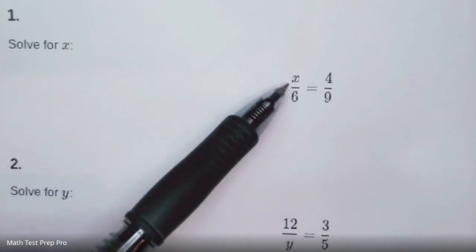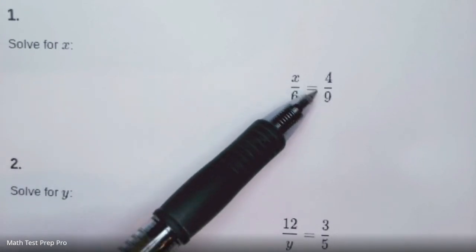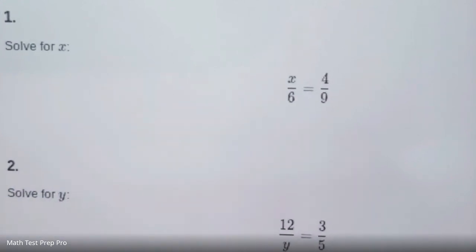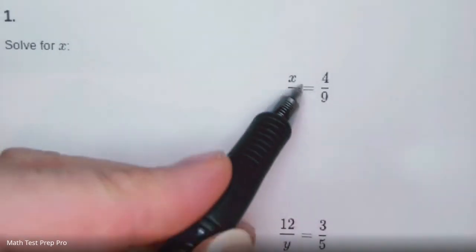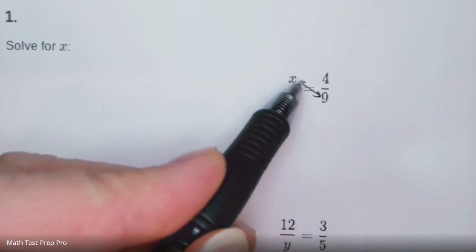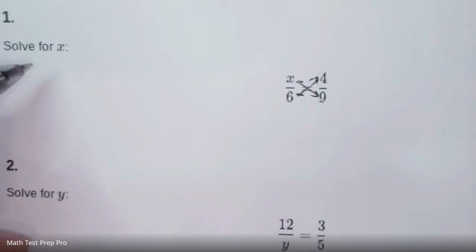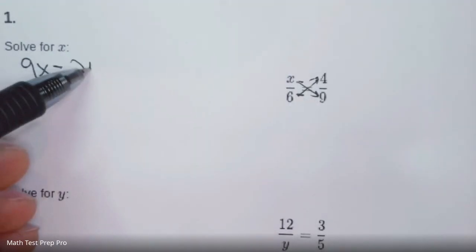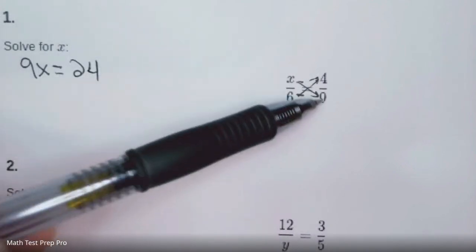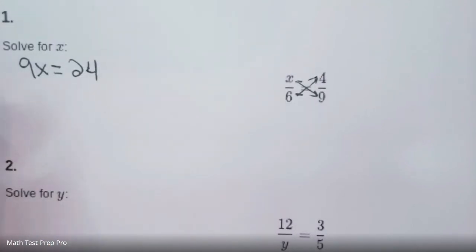Now the equation is x over 6 equals 4 over 9. The most common way to do this is to cross multiply. Multiply this by this and set equal to this times this. So we're going to put 9x equals 24, because that's a cross multiplication. 9 times x is 9x. 6 times 4 is 24. Then we got to solve.